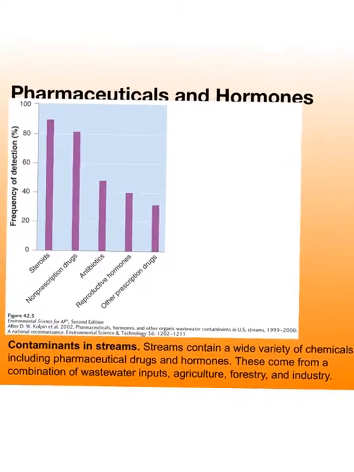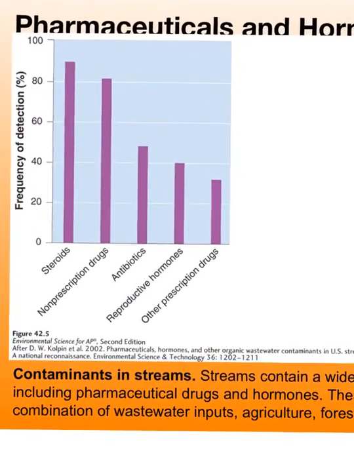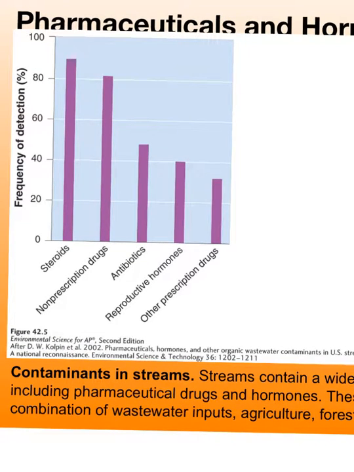So let's look at some of this. What's going on here? The majority of things we flush down the toilet or down the sink are going to be steroids. And obviously these things are not good for fish to have. You don't want Arnold Schwarzenegger fish, right? Non-prescription drugs. This makes sense. It's common sense. You can buy these without any need for a prescription. So of course you're going to find a large percentage of them.